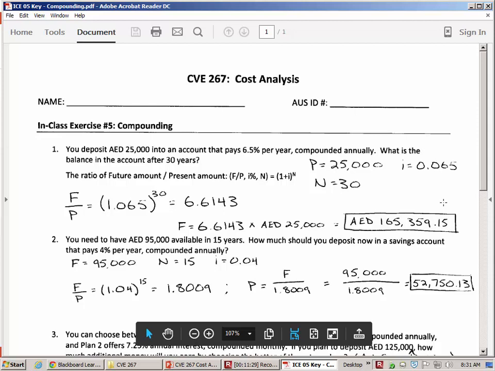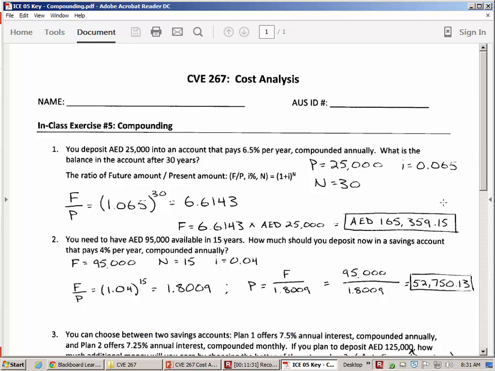All right, let's try and take a look at some of these solutions. I think everybody's headed on the right track from what I've seen so far. On the first one, we're putting 25,000 dirhams into an account that pays 6.5% per year.